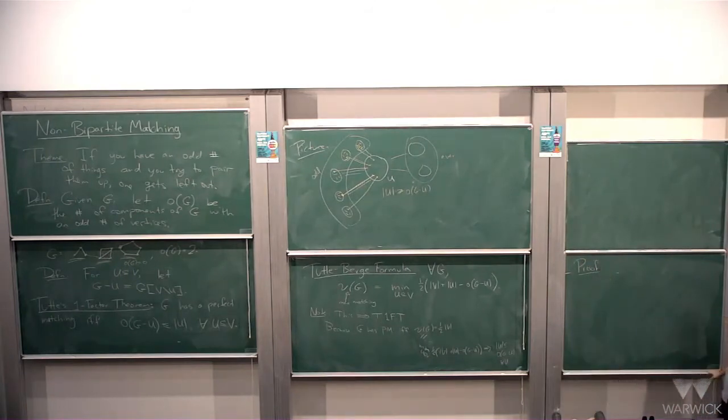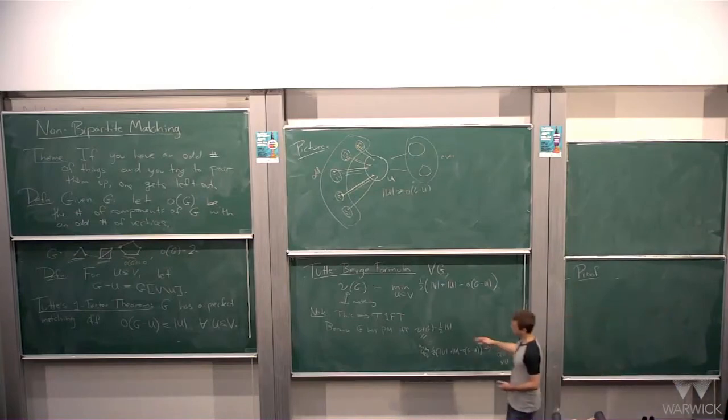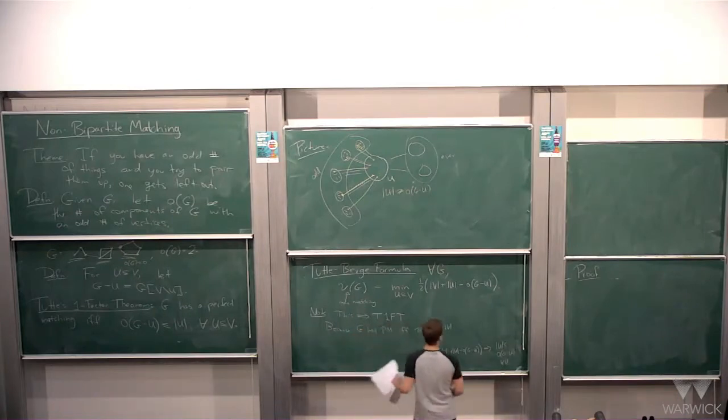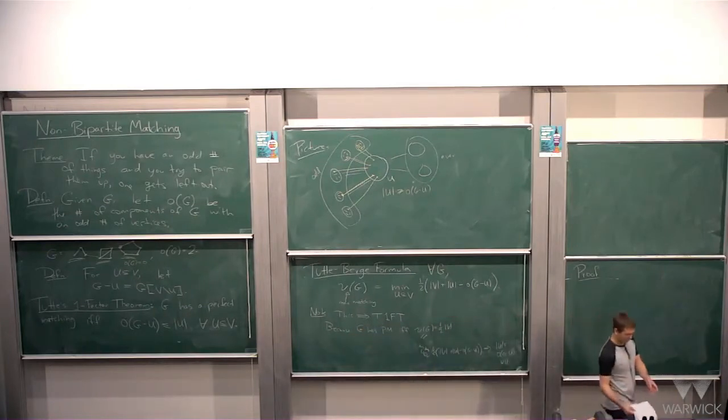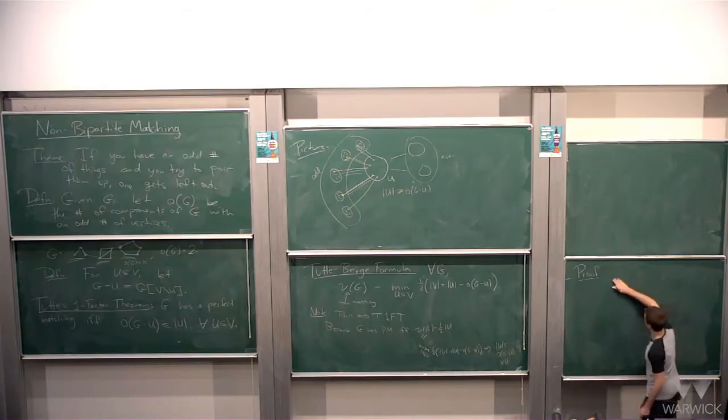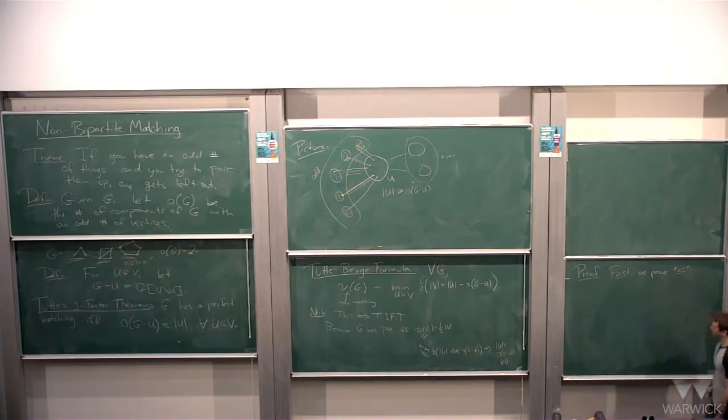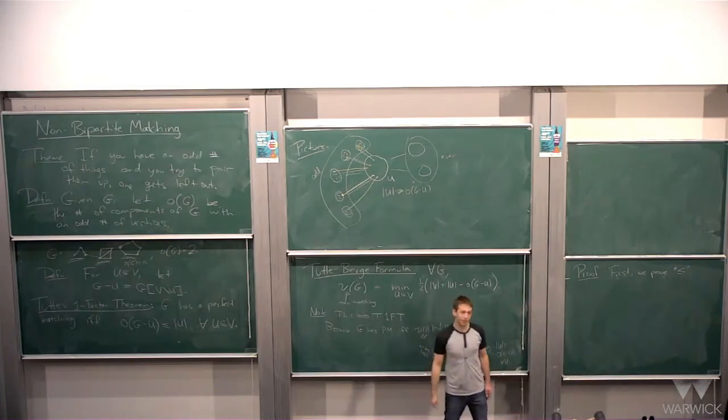Okay, so first, we want to prove that this is equal. Kind of as usual, there's one easy direction and one harder direction. So first we prove the easy direction. We prove that the left-hand side is at most as large as the right-hand side.